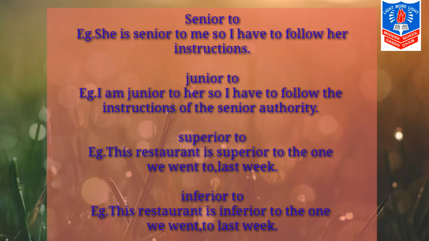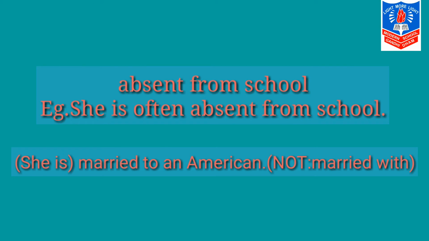So the example for this is, this restaurant is superior to the one we went to last week. And the last one is inferior to. So the example for this is, this restaurant is inferior to the one we went to last week. My next sentence is absent from school. So the example for this is, she is often absent from school.